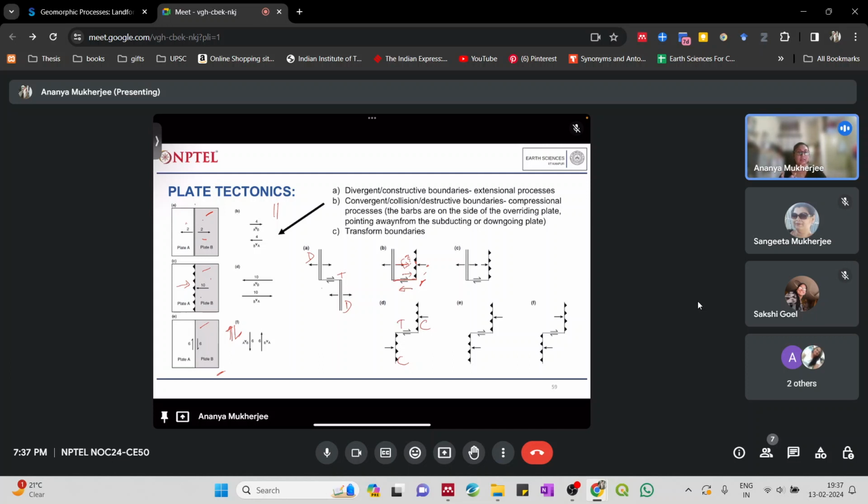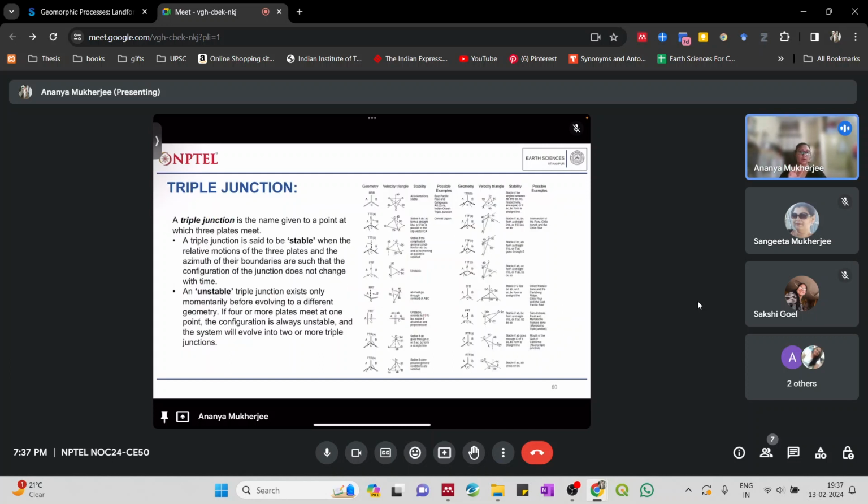Now, an important plate tectonic setting that we see is where a triple junction is formed. A triple junction is where three plates meet at one point. Okay. So, there are two types of triple junctions, stable and unstable. Stable is where the relative motions of the three plates are not going to change the setup that is there, only then it is called stable.